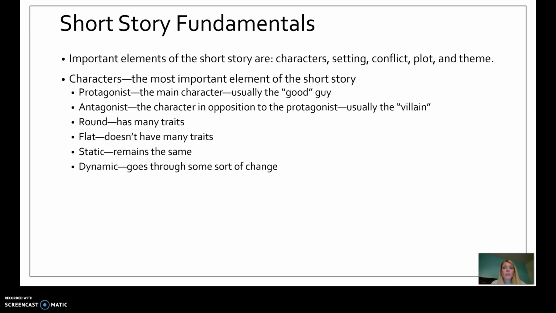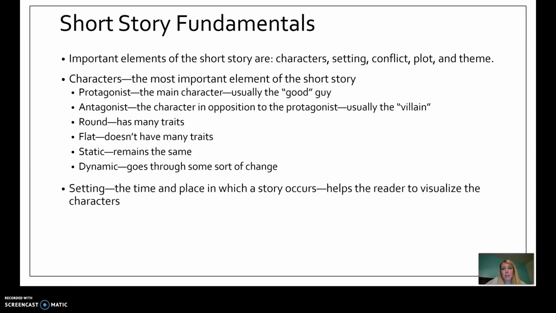So characters are the most important element of a short story. We have the protagonist, which is the main character, who is usually the good guy. The antagonist, which is the character in opposition to the protagonist, usually the villain. Round characters have many traits, and the opposite is a flat character. They don't have a lot of traits to them. Static characters remain the same. They don't go through any changes, and dynamic characters do go through some sort of change. Maybe they were evil and now they're good.